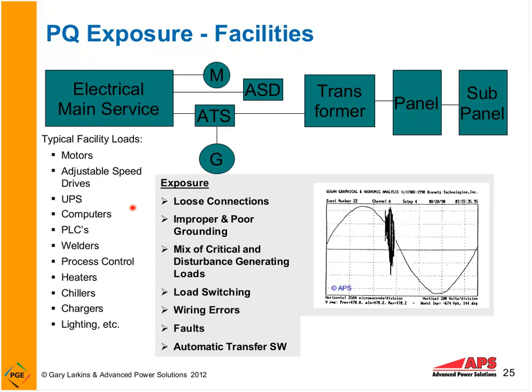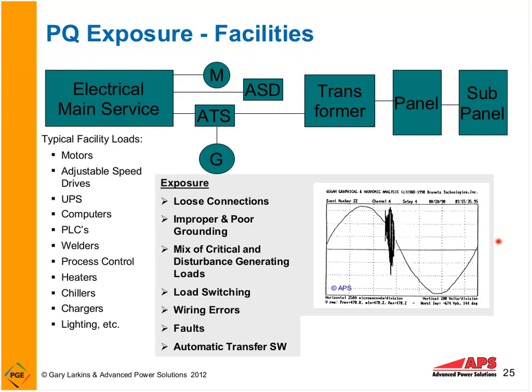Improper or poor grounding, a mix of critical and disturbance generating loads. In other words, going in, putting something on that creates a disturbance. Load switching, such as bringing on large chillers, wiring errors, faults, automatic transfer switches. And over here on the right, here's a graphic.